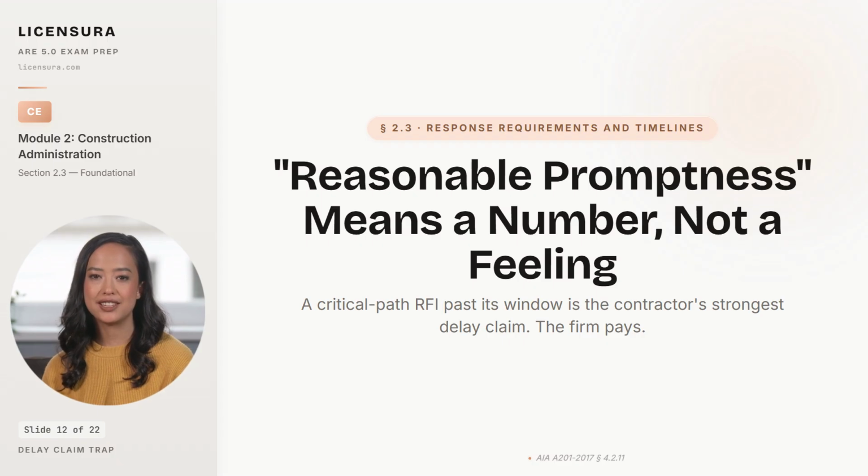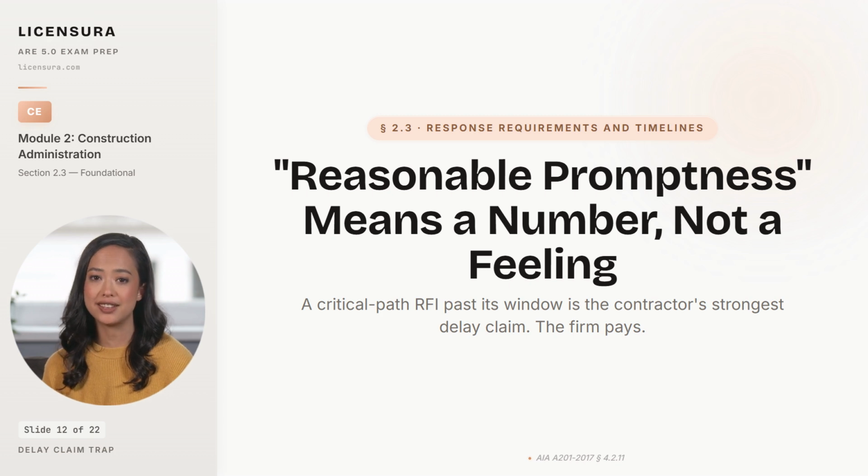Most architects underestimate what an unanswered RFI costs the firm. AIA A201, Section 4.2.11 requires the architect to interpret and respond to matters of contract performance with reasonable promptness. Reasonable promptness sounds soft until the contractor's lawyer puts it on a timeline and shows the arbitrator that a critical path RFI sat on the architect's desk for 31 days, while 6 dependent trades stood idle.